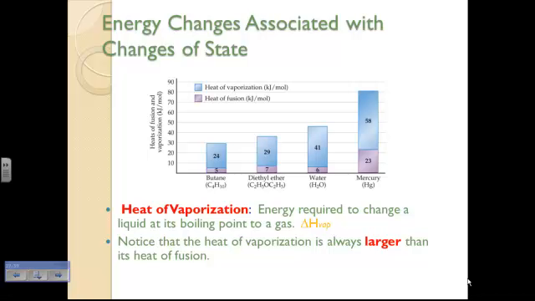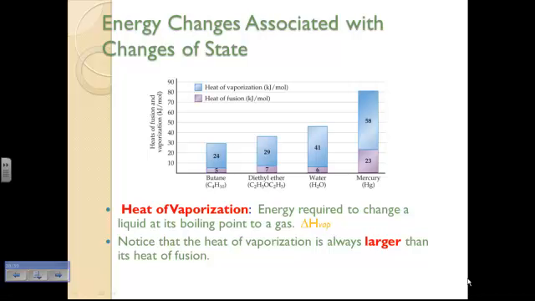The next number we will use so often you'll end up memorizing is called the heat of vaporization. Notice that they give us several different values, again, for butane, 24, diethyl ether, 29, water, 41, and mercury, much larger, 58. The heat of vaporization. How much energy do I need to put into a system to cause a liquid to turn to a gas, to vaporize? That symbol is delta H of vaporization, the change in enthalpy associated with a liquid to gas phase change.